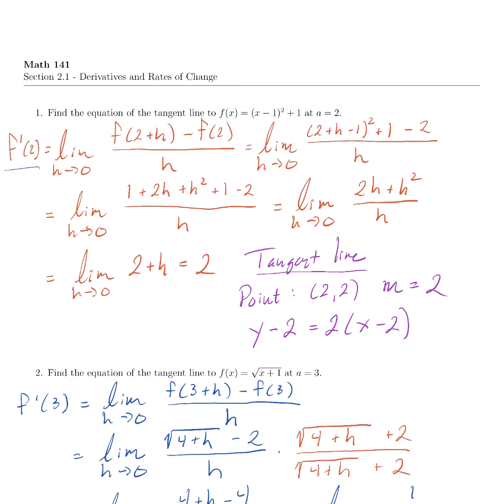Our hope is to get rid of that h in the denominator, which we can do, and this simplifies to the limit as h approaches 0 of 2 plus h. We take that limit now, and the limit notation goes away, and that limit is just 2. And so that then is the slope of our tangent line. The point of the tangent line comes from evaluating the function at 2. We have an x value of 2. 2 minus 1 is 1, squared is 1, plus 1 is 2. So there's the point, and then that gives us this point slope form of the equation of the tangent line.